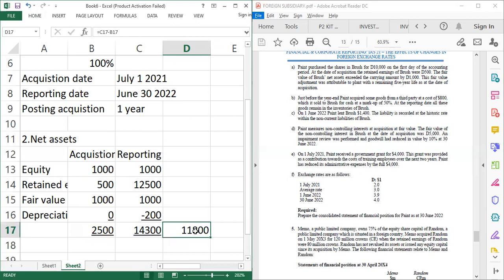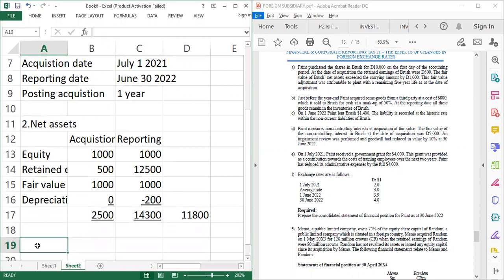It is 11,800, D. Okay, so should we use all the possible ways of solving this question, or should we use maybe at least two? All right, let's come to the goodwill calculation.